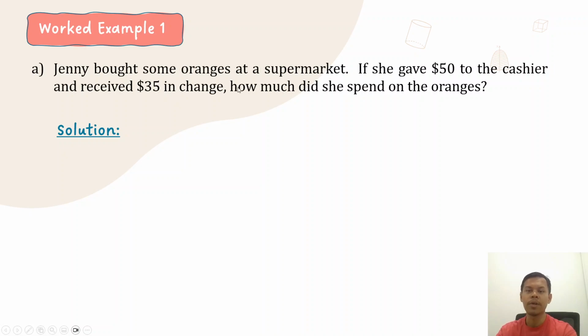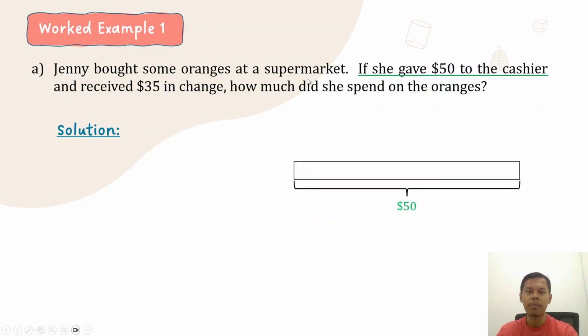Okay, some of you might know the answer straight away without doing any working, but it's okay if we go through line by line, sentence by sentence. So the first part over here, she gave $50 to the cashier, so let's just draw a rectangular box and then label it as $50. The second part is that she received $35 in change. So we are going to cut it here and label this part as the change, $35. And we label this part as the oranges.